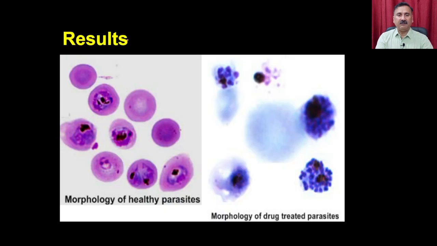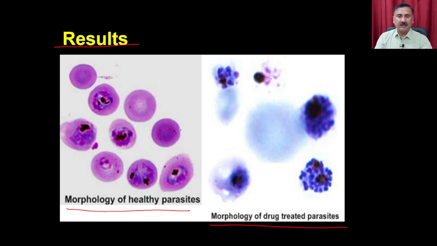And this is exactly what you're going to see. These are the morphologically healthy parasites, so they show you all different types of stages, trophozoite, schizont, and all that. Whereas in the case of the inhibitor treated parasites, you are going to see dead parasites. These are dead, and they don't have any kind of nuclei.